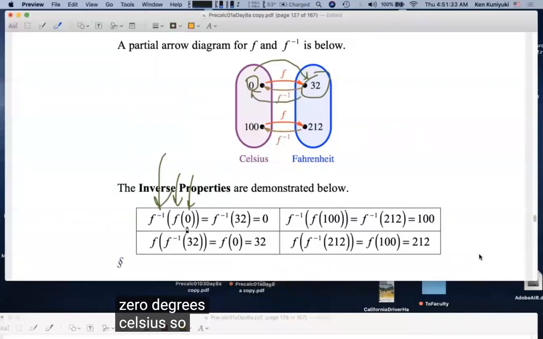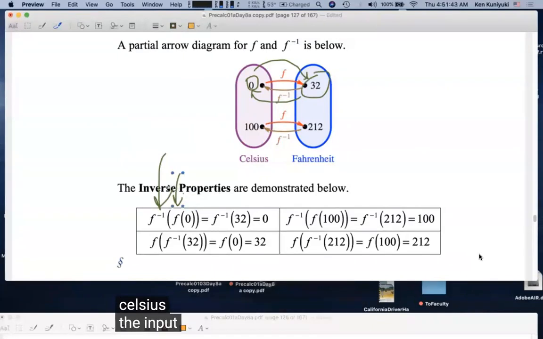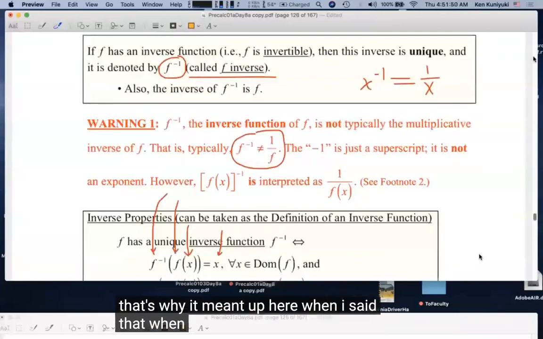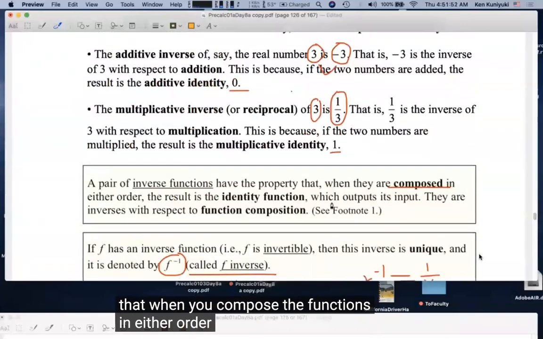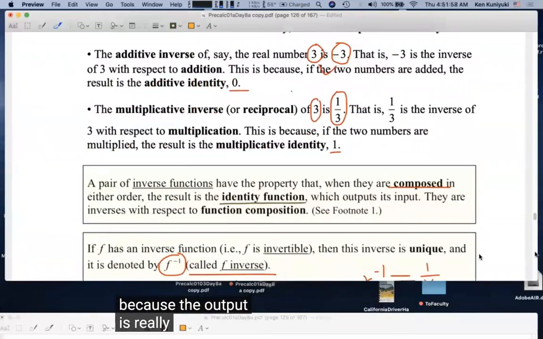So the input at the beginning was 0. The output at the end is 0 degrees Celsius. The input becomes the final output. That's why I said up here that when you compose the functions in either order, a function and its inverse, the composition is the identity function, because the output is really the input.